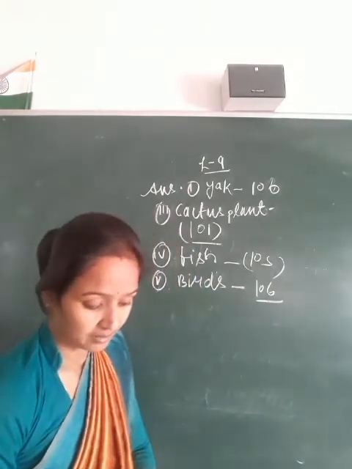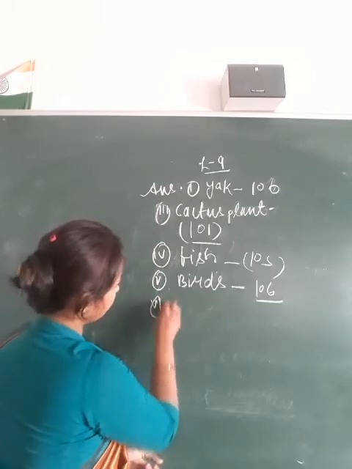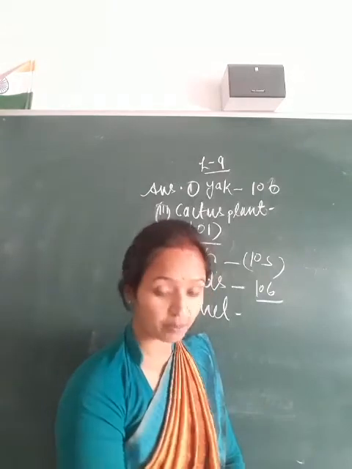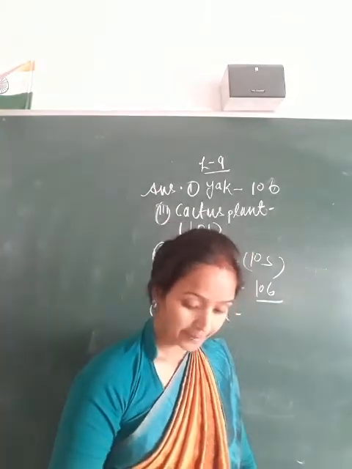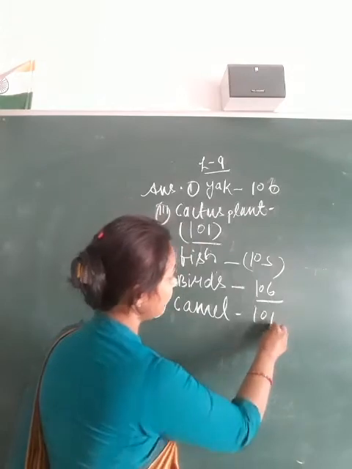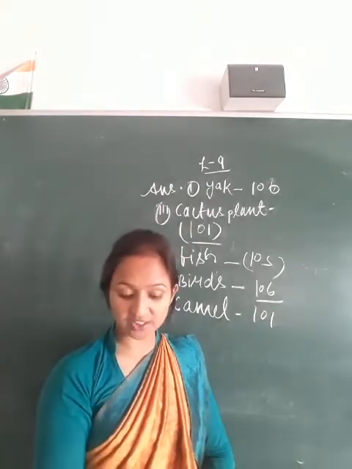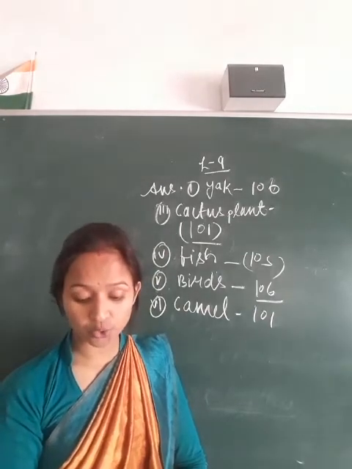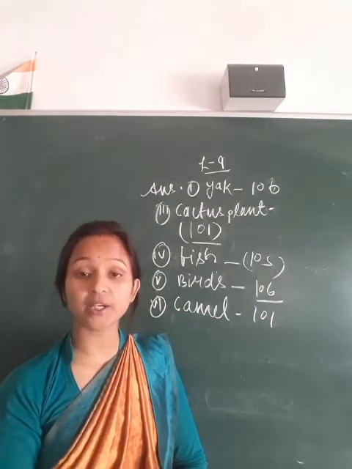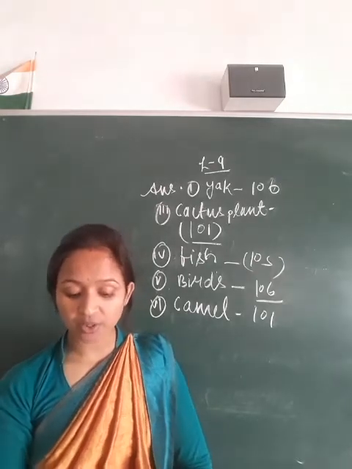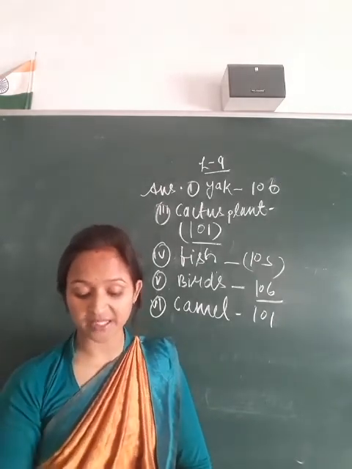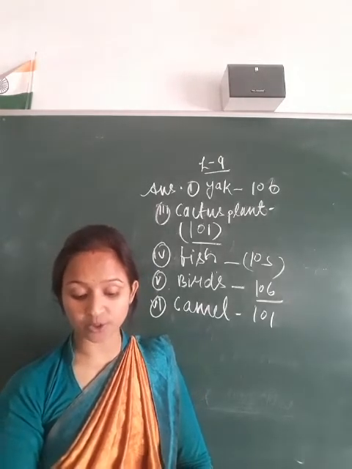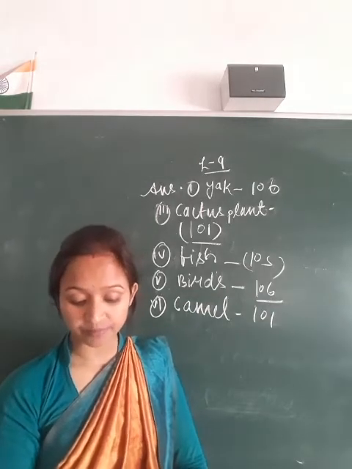And next one is the camel. Which kind of adaptations are present in camel? Page number 101. Camels have adapted and developed mechanisms to live in hot weather. Some of these adaptations include: legs are long, which helps to keep the body away from the heat of the sand. Its feet have thick large soles, making it suitable for walking on sand.